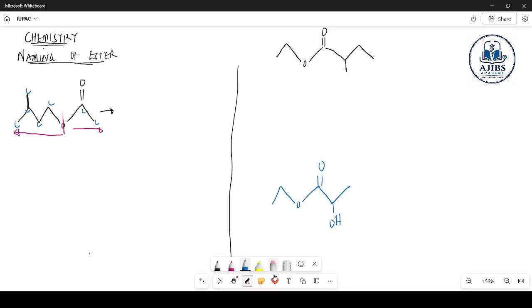What are you going to do? You go ahead and name. How many carbons do I have here now? We have carbon 1, carbon 2, carbon 3, and carbon 4. And that is going to be what? Butyl.